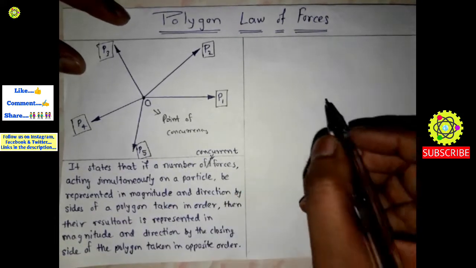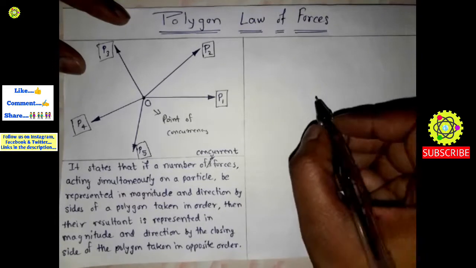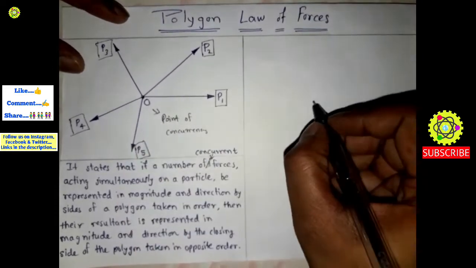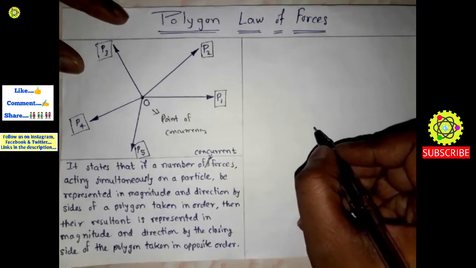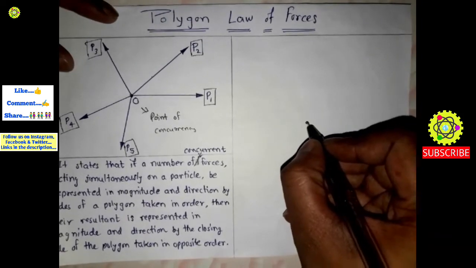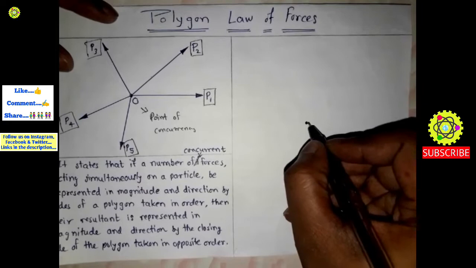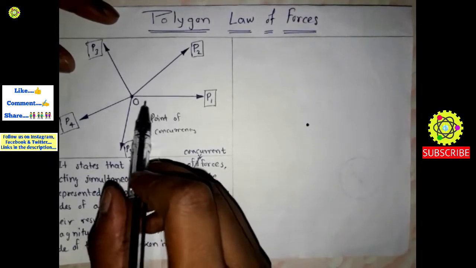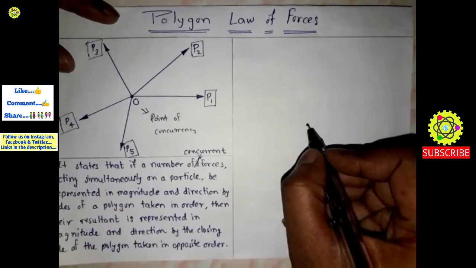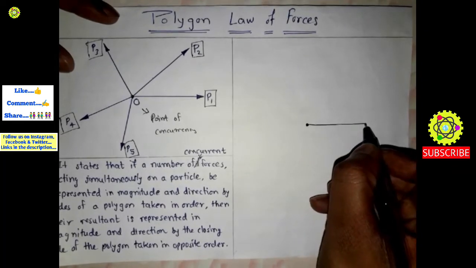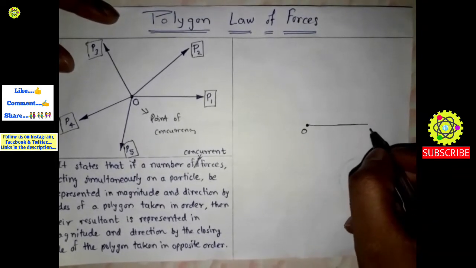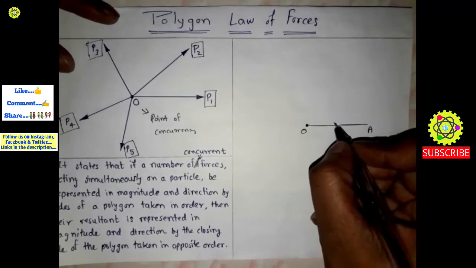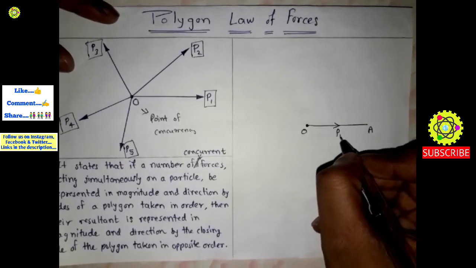So now we will understand how to get the resultant by drawing the polygon using these forces. Here we are going to draw this point O, that is particle O. Now the force P1 is a straight, horizontal line. We will draw this straight line, and the end point we will name A. And this is our force P1.